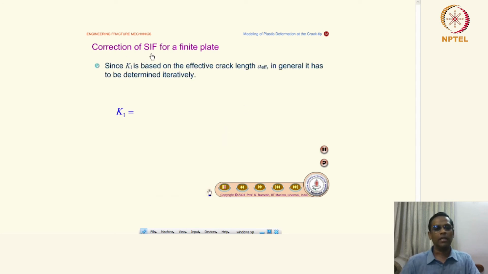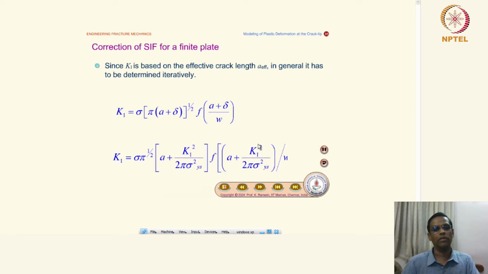Correction in the stress intensity factor for a finite plate. So far we have looked at the infinite plate, and we will now come to the finite plate. Since K1 is based on the effective crack length a effective, in general it has to be determined iteratively, and K1 is equal to sigma into (pi into (a plus delta)) to the power half. Then we bring in the a by W factor. So this we have already seen, you are not new to this. It's a function of a by W, but instead of a by W, it is (a plus delta) by W. So now you get the final expression like this.